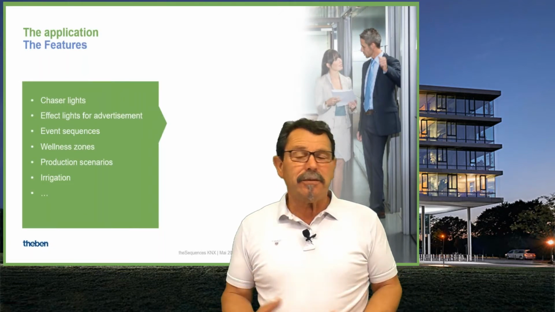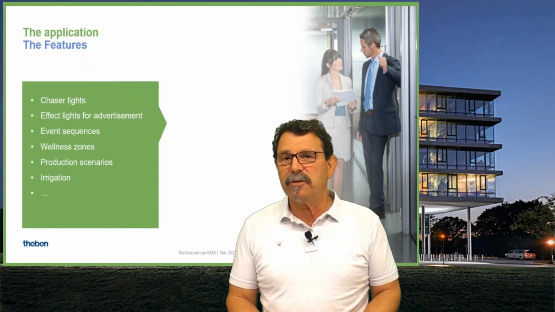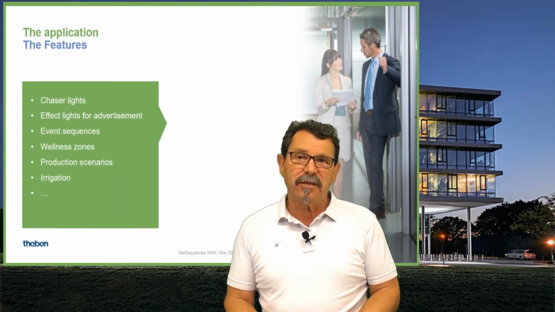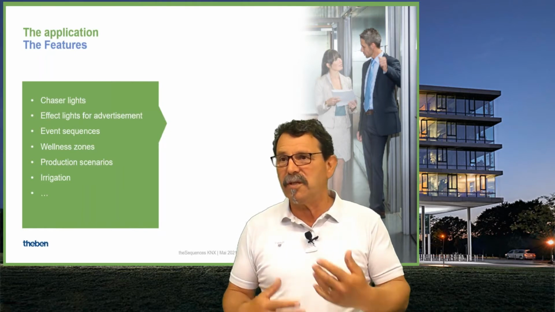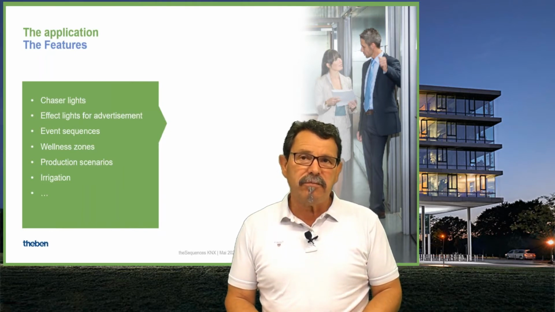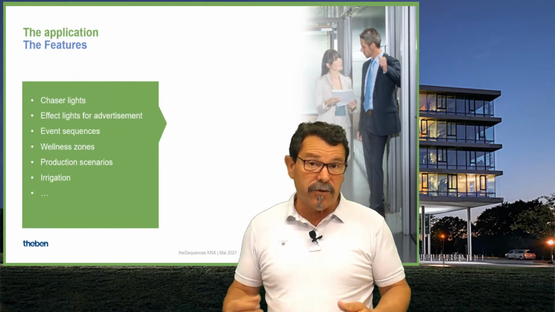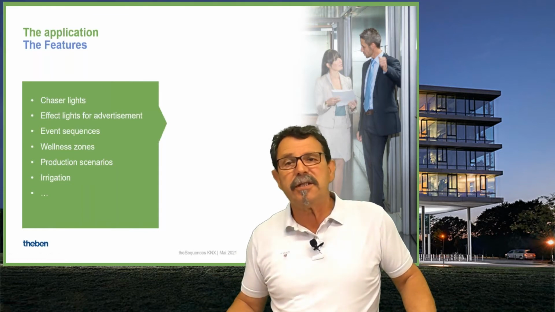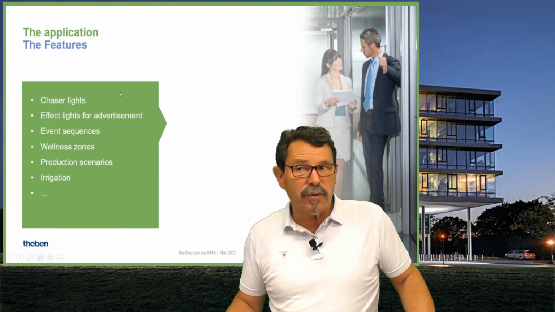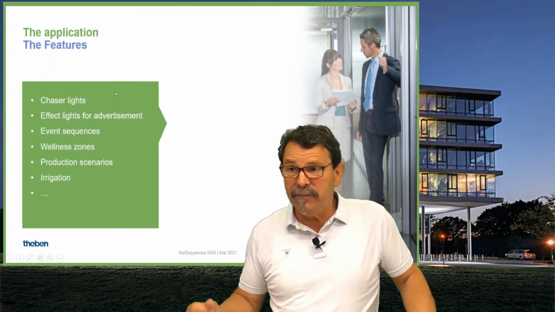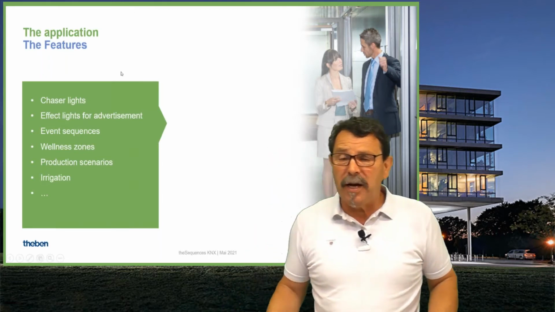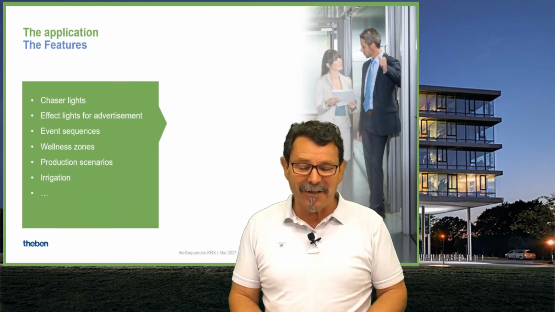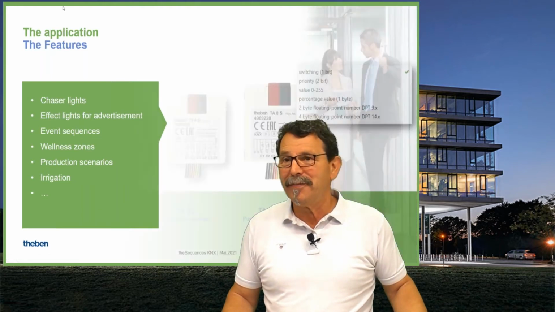So for which application can we use a sequence control? It could be, for instance, a chaser control, some light effects for advertisement or events, sequence light control in wellness areas, or even for production areas or production scenarios. You can use the sequence controller as well for irrigation of plants and whatever. And probably you have some more ideas after this webinar, hopefully.